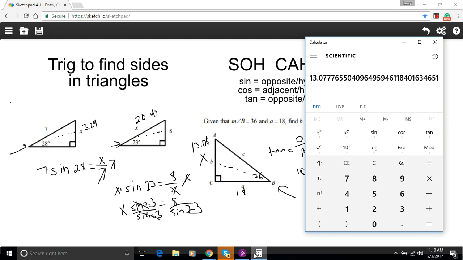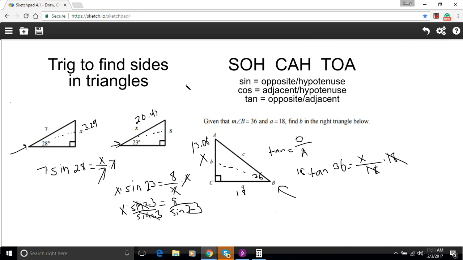One thing to know is that we're working with degrees, that 28 degrees, 23 degrees, 36 degrees. Lots of calculators have ways to calculate trigonometric ratios in other units other than degrees. There are radians, there are gradients. So make sure you're in degrees if you're using degrees. That's a little bit of work with using trig to find sides in triangles.